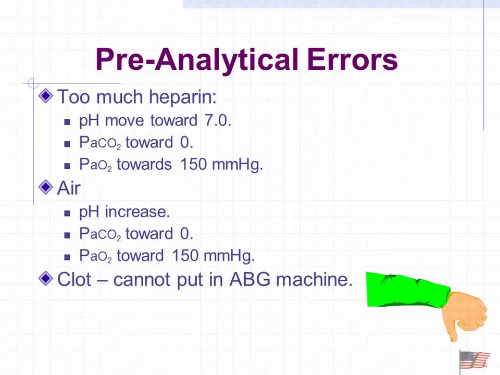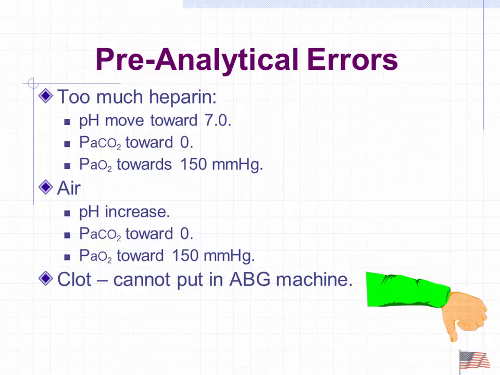The PO2, on the other hand, is going to go towards 150. What the hell does that mean? Well, it means if my PO2 is 80, it's going to rise. If my PO2 is really 300, it's going to fall. So it's going to go towards 150. Why 150? Because that's the PO2 of air.